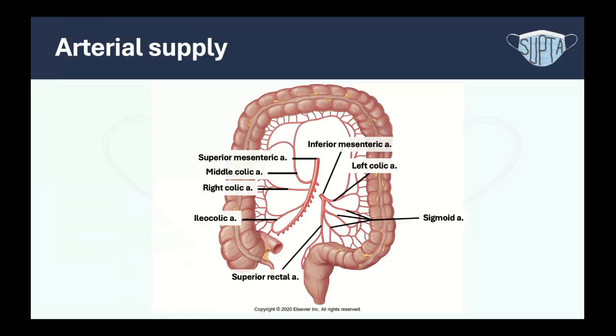Sorry, someone has a question as well. Roberto is asking, is the lower border of the hindgut the pectinate line? Lower border of the hindgut. I think below the pectinate line has another embryological origin, but the hindgut is from the distal third of the transverse colon to the upper rectum.